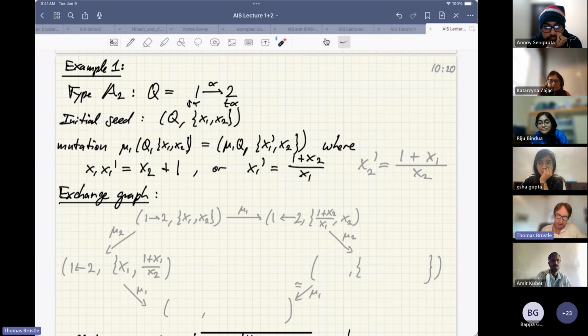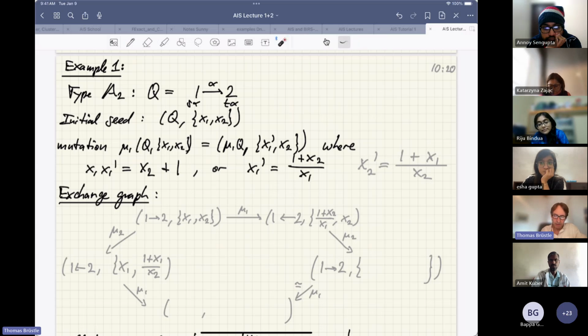Okay, first things first, I want to apply mutation to that seed. So I mutate the quiver. If I mutate this quiver, I flip around the arrow because there's only one arrow. Mutation will always change the orientation of the arrow. So the quiver is fine.